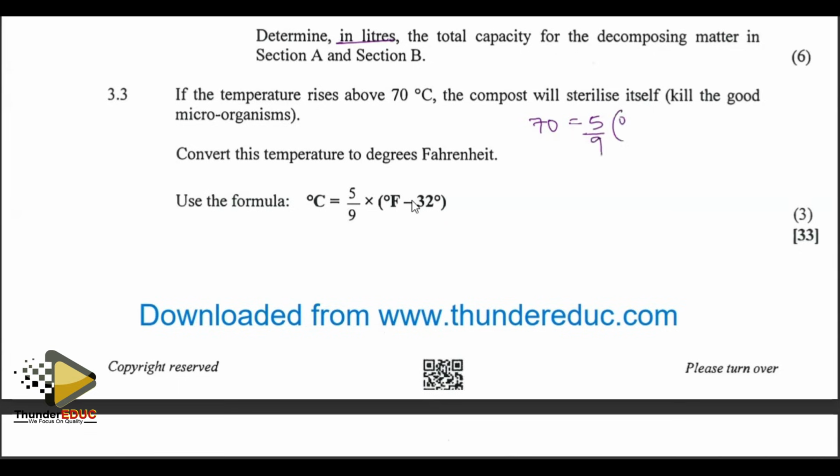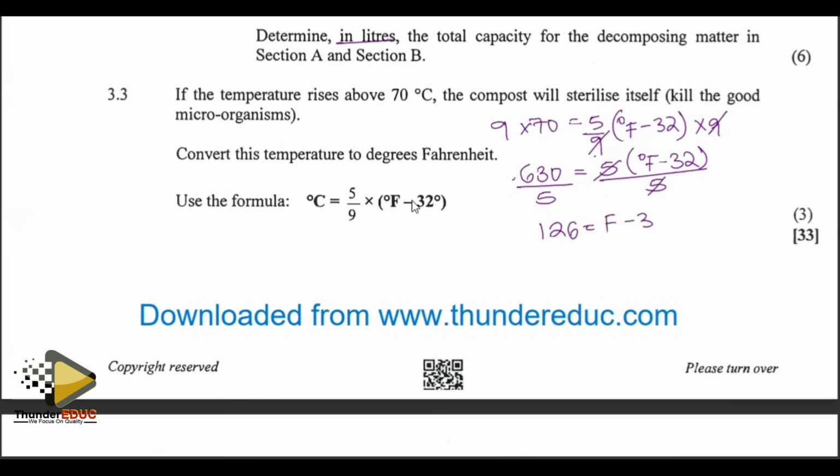Giving me 5/9 brackets, the F is still there. Because this is a 9, I need to multiply 9 on both sides. In that this goes with that. Remain with 9 times 70, you end up having 630. Right? Giving me 5 into bracket, the Fahrenheit minus 32. I want to remove this 5, so I'll divide through by 5. This will die with that. And I will end up having 126 equals F minus 32.